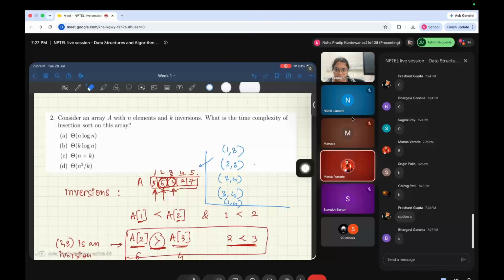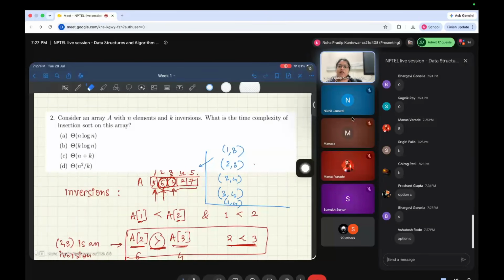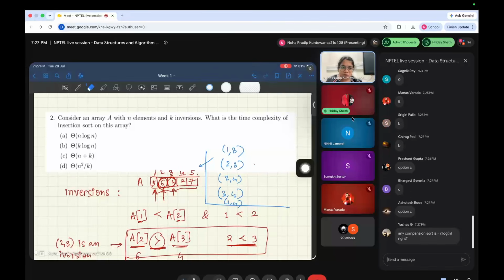I answered based on the current option. Okay, okay. And those of you who think it's option C, do you want to share your thoughts?